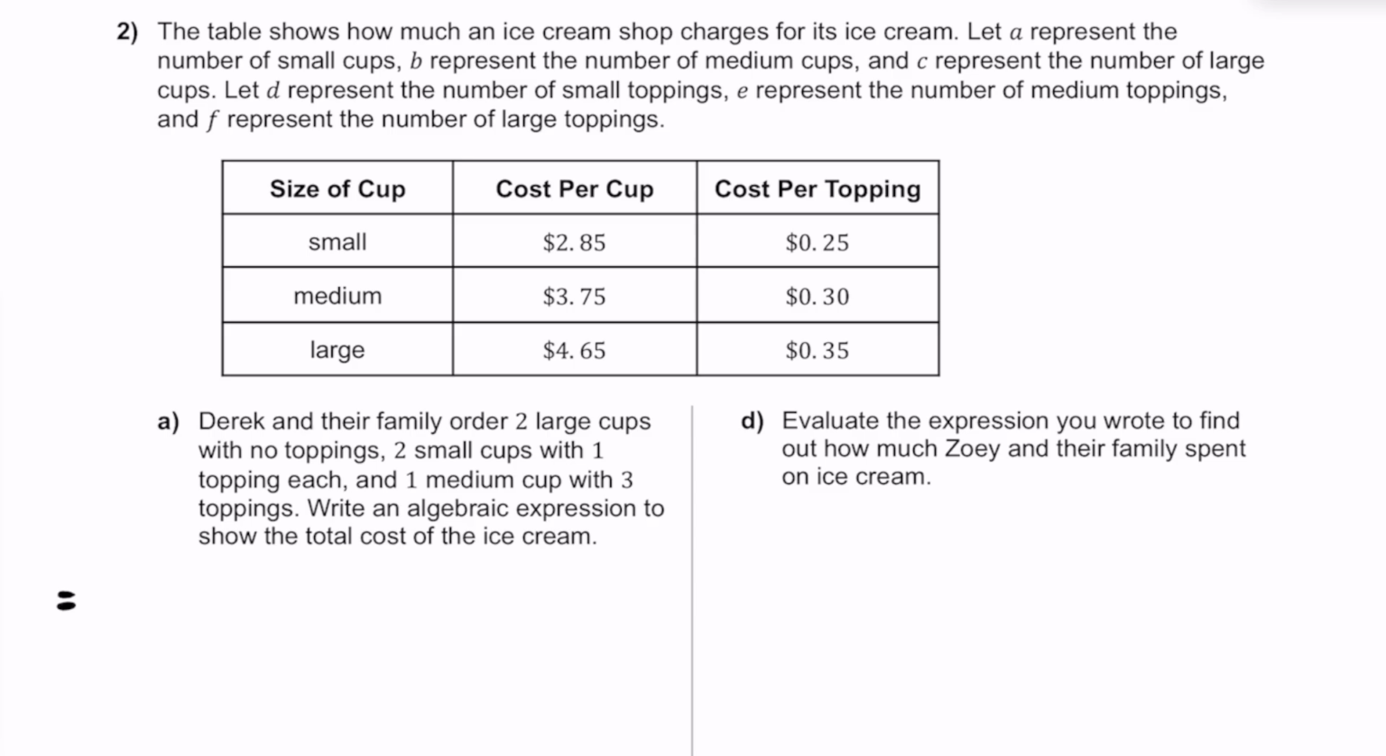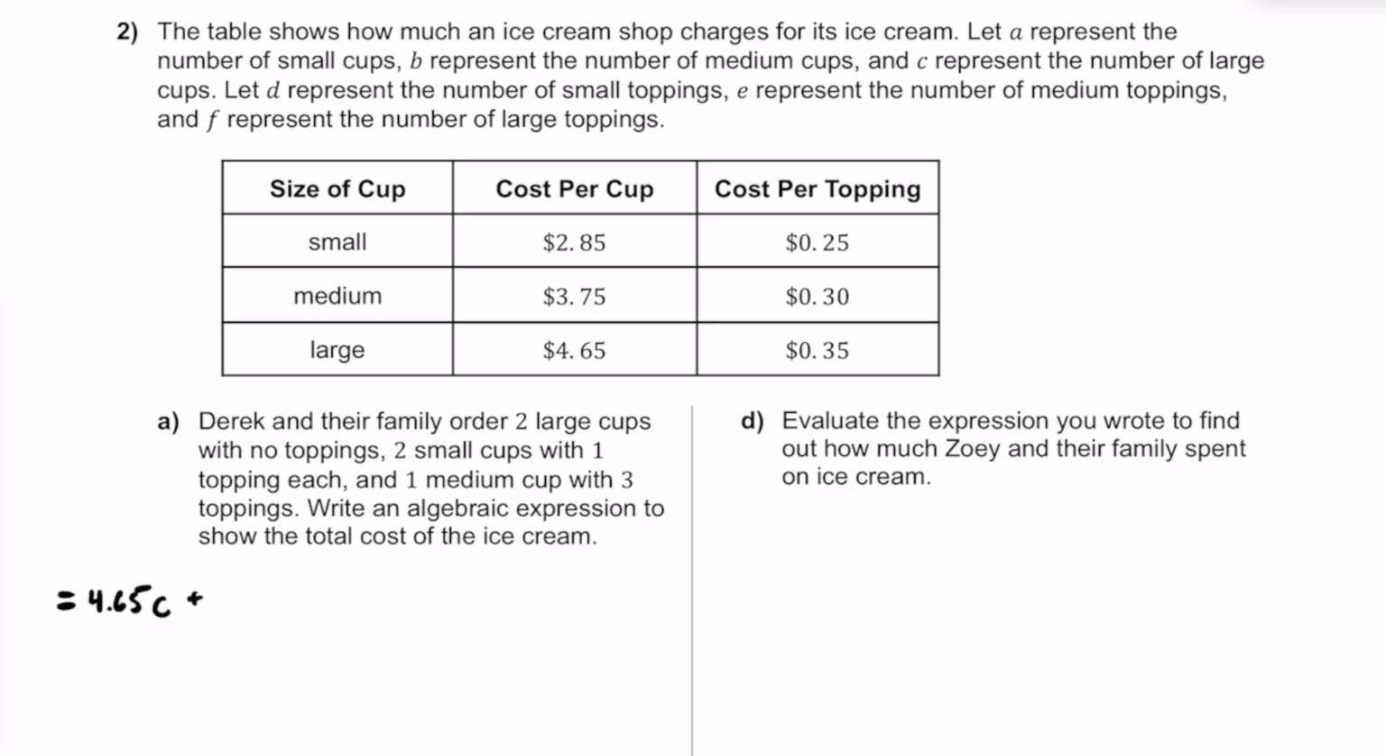So it's going to be $4.65. That's going to be for a large cup. Let's just say we don't know how many they're getting yet because we're writing an algebraic expression. So we're going to use the variable C because we're told in the problem that's what represents the number of large cups.